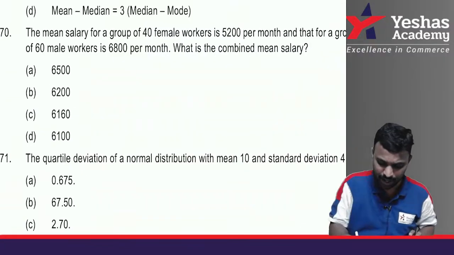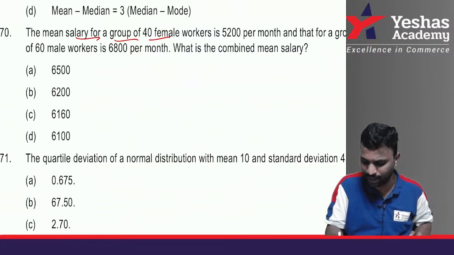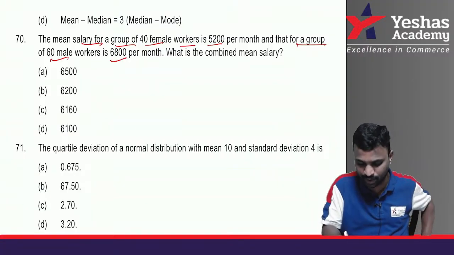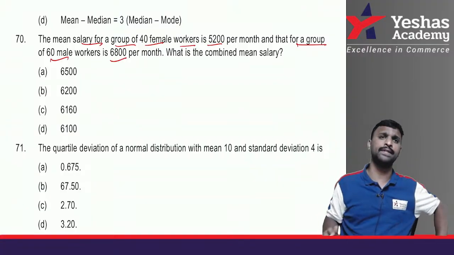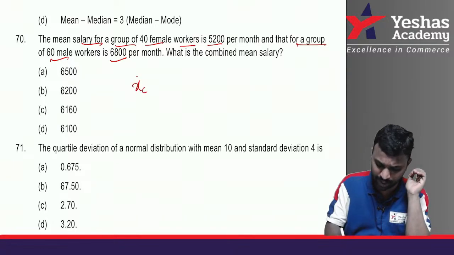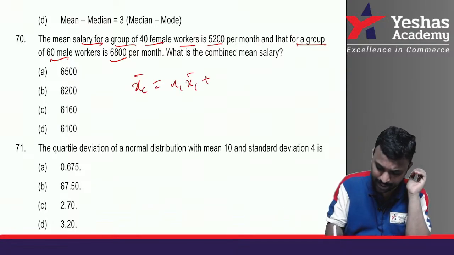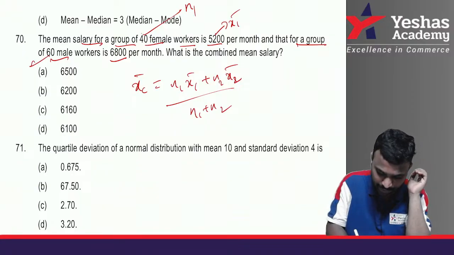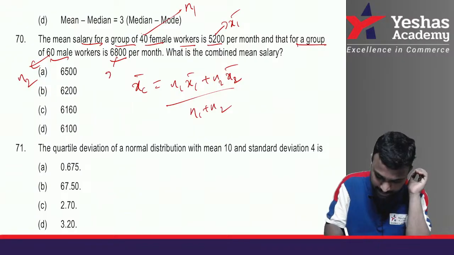Moving on to the next question, the mean salary of a group of 40 female workers is 5,200 per month, and that of a group of 60 male workers is 6,800 per month. What is the combined mean salary? So you have to apply the combined mean formula. X̄ combined is N1 X̄1 plus N2 X̄2 divided by N1 plus N2. What is N1? 40. X̄1 is 5,200. What is N2? Male workers, that is 60. And X̄2 is 6,800.